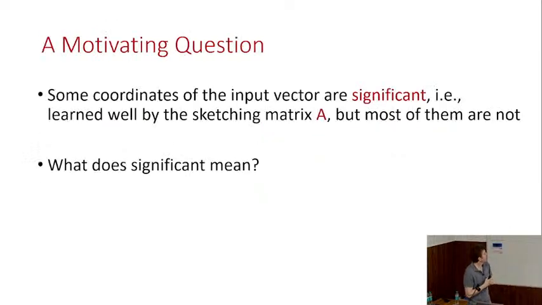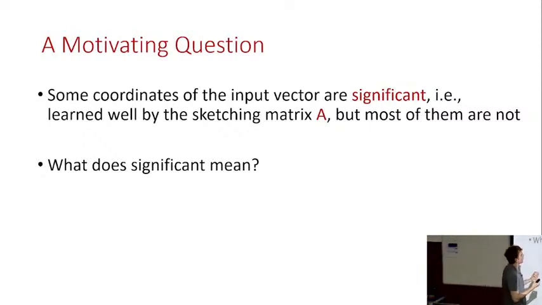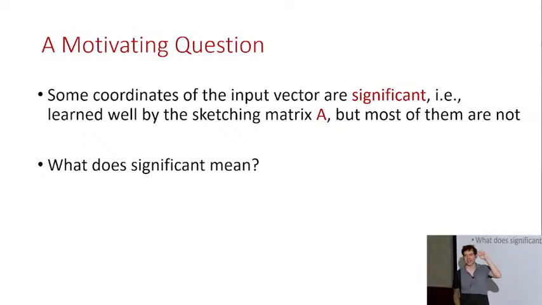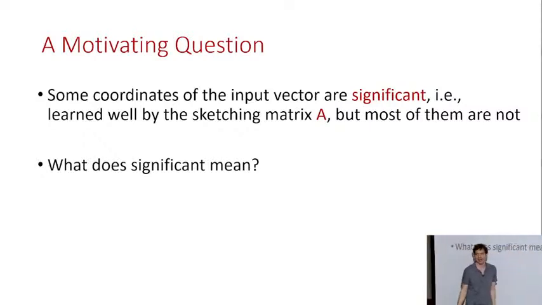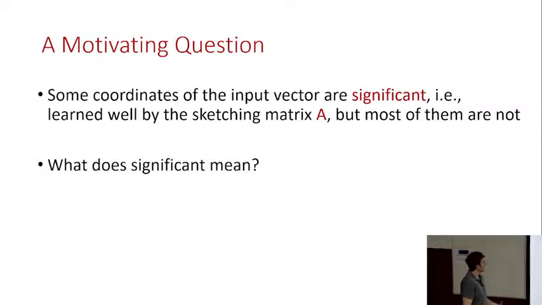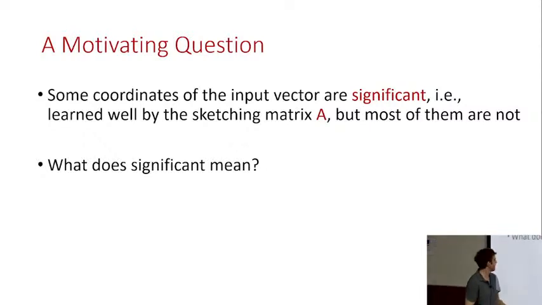Okay, so a motivating question that got us started is the following. We can think of some coordinates of the input vector as being significant. Okay, so there are n coordinates in the vector x, n possible universe items. And we say a coordinate is significant if it's learned well by the sketching matrix A. Okay? Now what does that mean though? Like what does learned well mean?